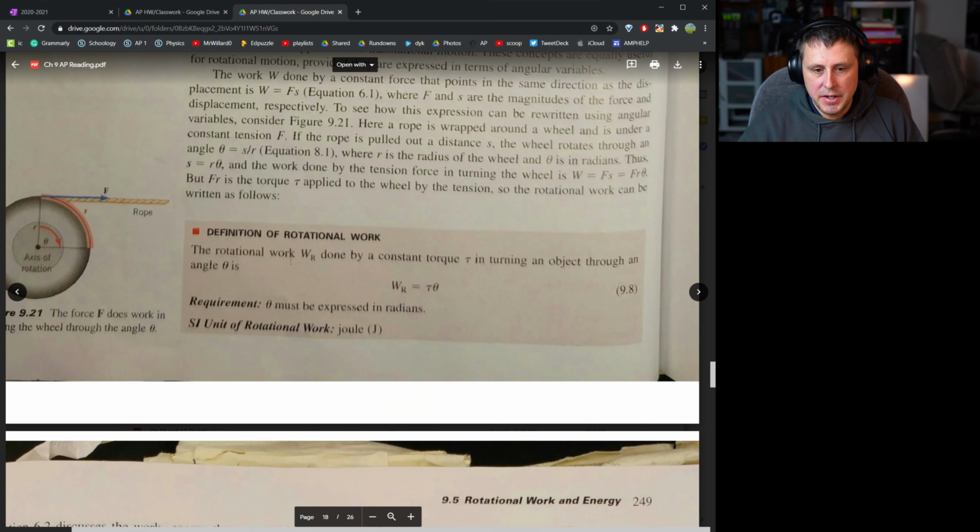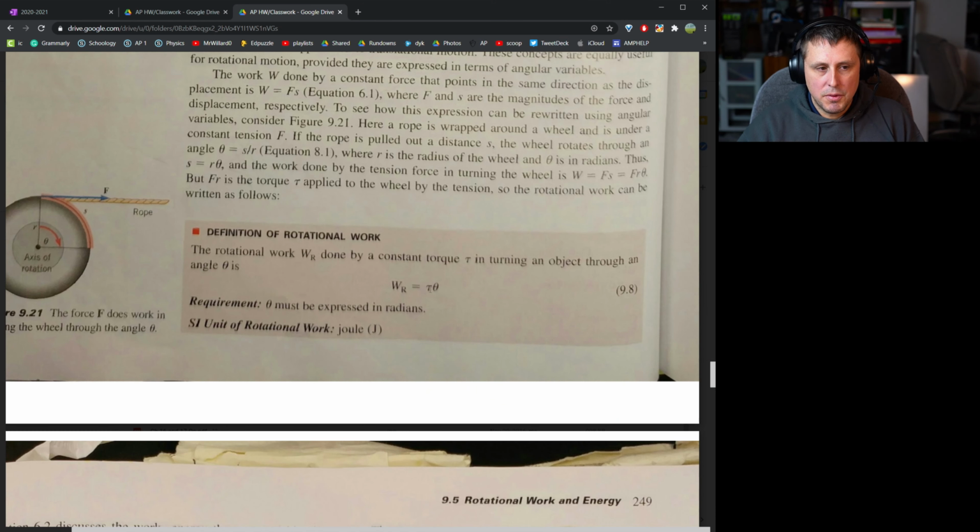Taking a look at some ideas in this video that have to do with work being done and the resulting change in kinetic energy rotational, or KE rot, and comparing that to our work done before and our regular kinetic energy stuff. So let's start here by taking a look at an equation. This is from chapter 9, where we have work done equals torque times theta.